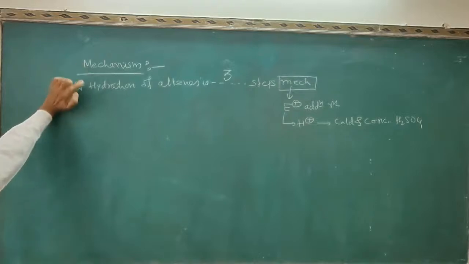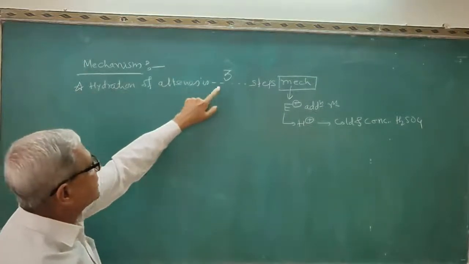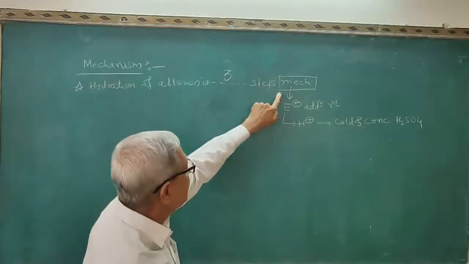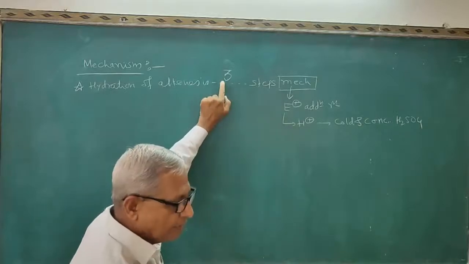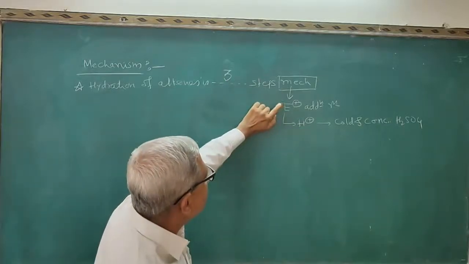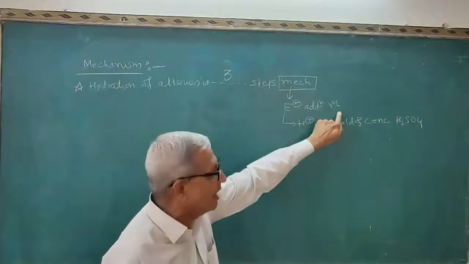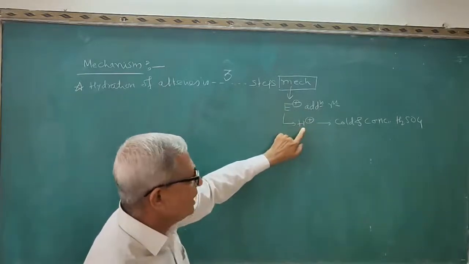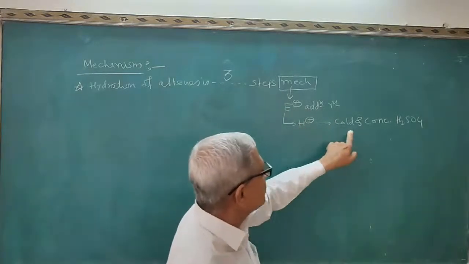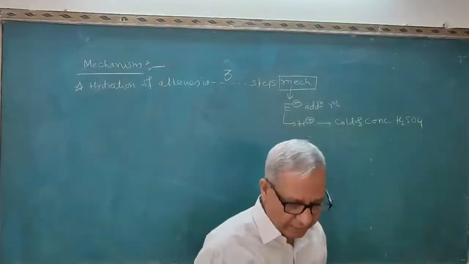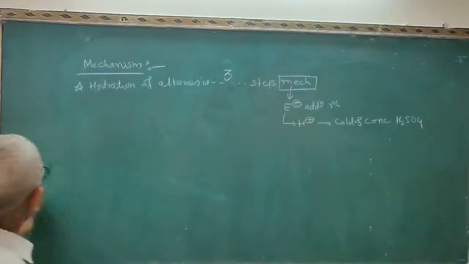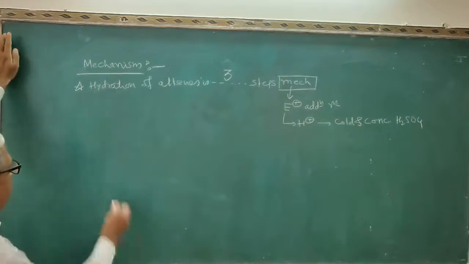See the first question: hydration of alkene is a dash steps mechanism. The answer is a 3-step mechanism. The type of the reaction or mechanism is electrophilic addition reaction. Here the electrophile is H plus. It is derived from the cold and concentrated H2SO4. So I will explain these 3 steps in detail.